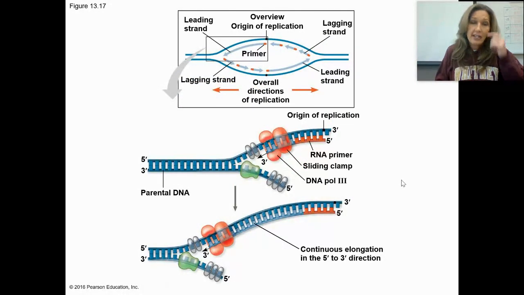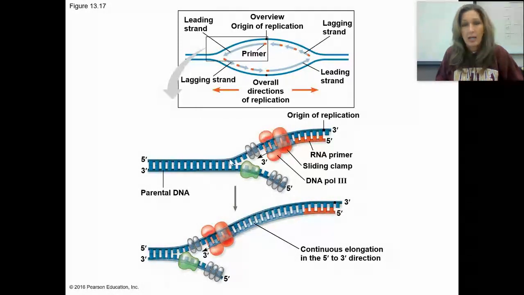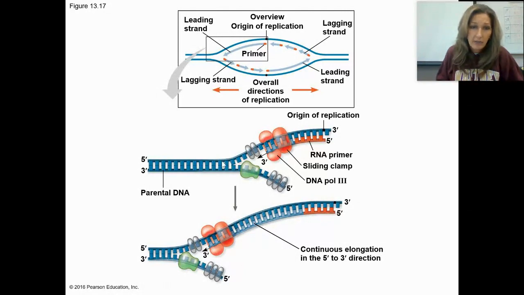Now, if I take a look at my replication fork, we're going to have to make sure that we're learning a whole bunch of different enzymes that are here. First of all, I have an enzyme that breaks the hydrogen bonds. That is helicase. So helicase is going to be working up along in the front to separate the strands as we're replicating. What's going to end up happening is I have helicase first that breaks the hydrogen bonds.